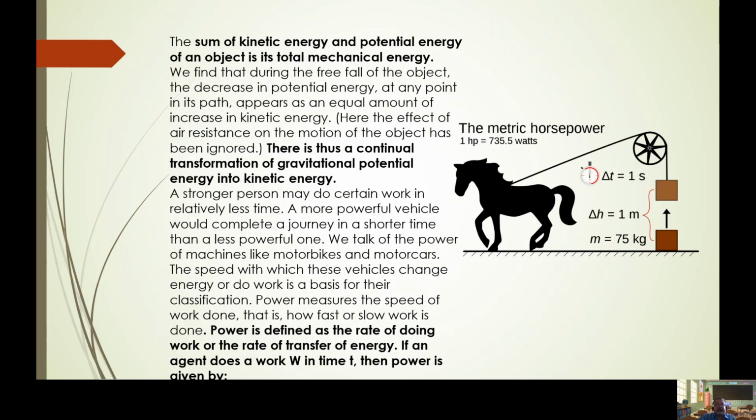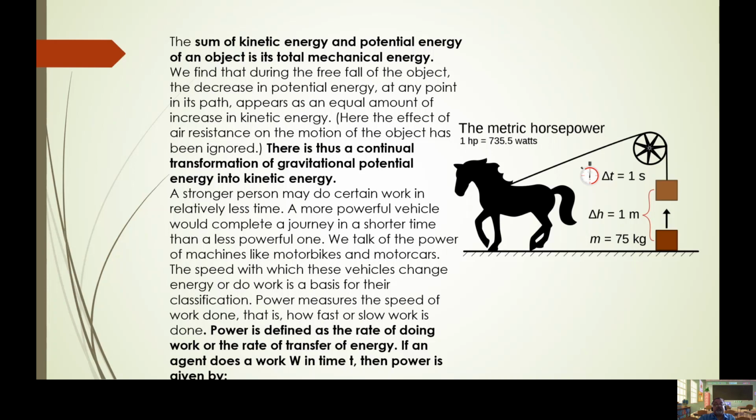The sum of kinetic energy and potential energy of an object is the total mechanical energy. We find that during the free fall of an object, a decrease in potential energy at any given point of time is equal to the increase in kinetic energy. Here, the effect of air resistance on the motion of the object has been ignored. There is thus a continual transformation of gravitational potential energy into kinetic energy.